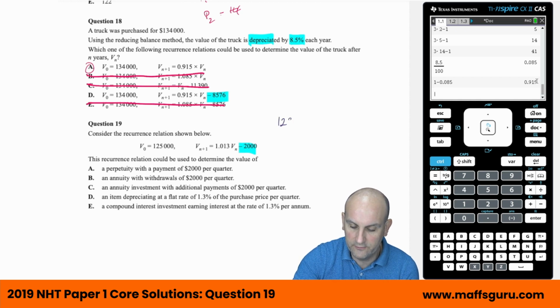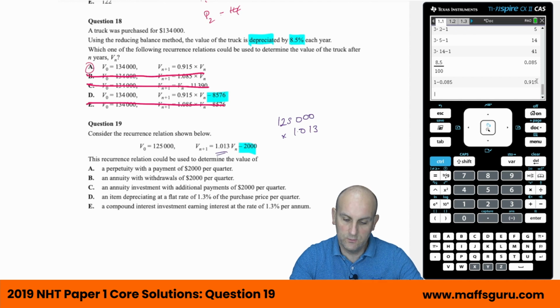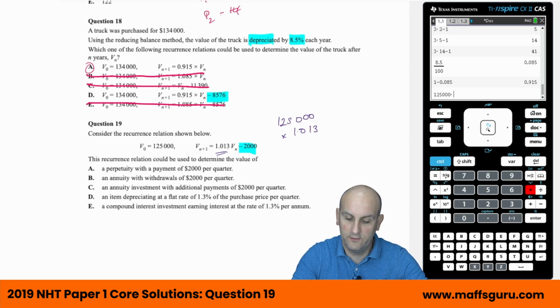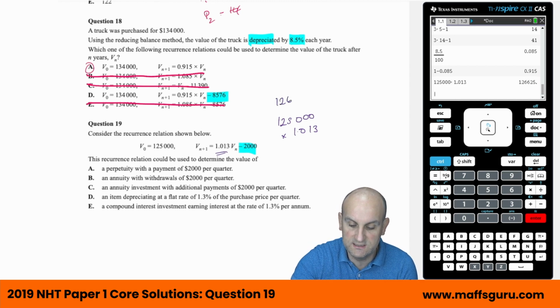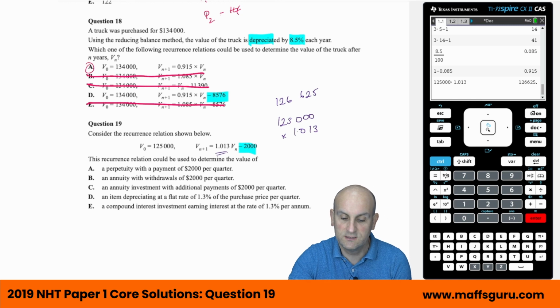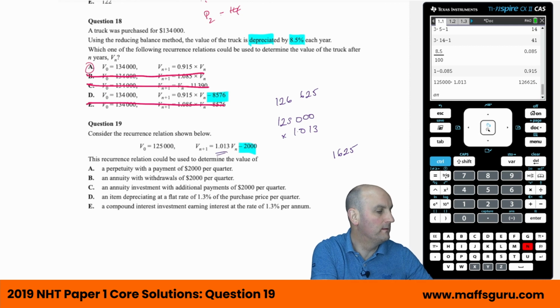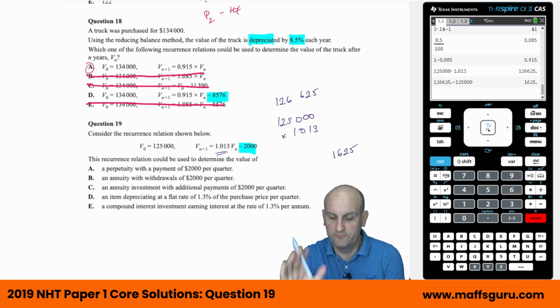I take the 125,000 and I'm going to times it by 1.013, this interest rate here. So on my calculator, 125,000 times 1.013, hit enter, and out comes 126,625. So that means $1,625 is the interest. Okay, that's going to be important to me because I wanted to check. So taking that answer and subtracting 125,000 gives me $1,625. Just checking, I don't want to make a silly mistake.